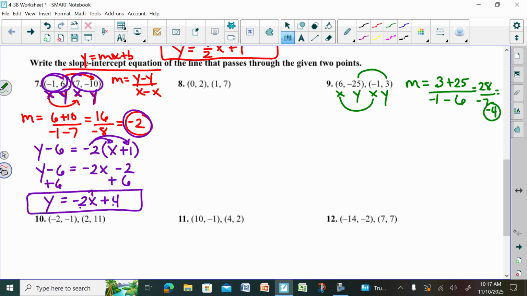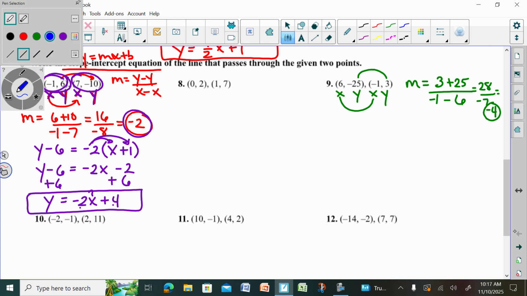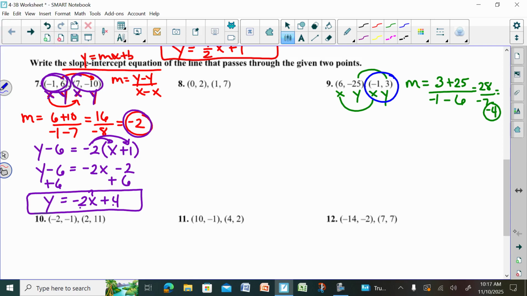Now that I have my slope, I'm going to go ahead and write my slope-intercept form. I'm going to choose this ordered pair just because it's smaller. I feel like try to help yourself out. Positive numbers. If they're positive and negative, smaller numbers, right? Try to help yourself out.